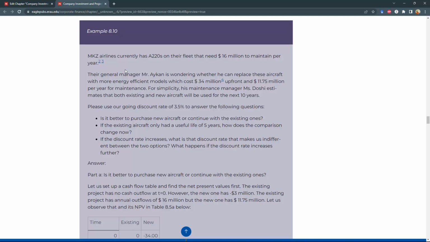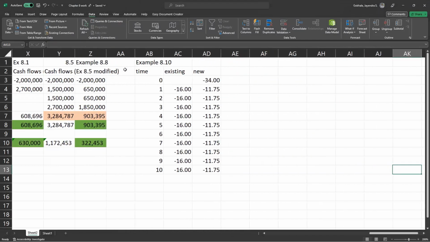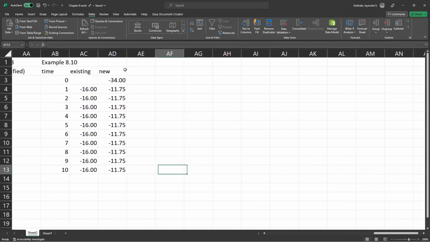For the sake of simplicity, I've already laid out all the cash flows here in example 8.10. So this is a 10-year project. For the existing model, there is no cash outflow at time t equals 0, but there are cash outflows for maintenance of 16 for 10 years. For the new, there is a single cash outflow of minus 34 and subsequent cash maintenance outflows of minus 11.75 for 10 years. Now what are we supposed to do?